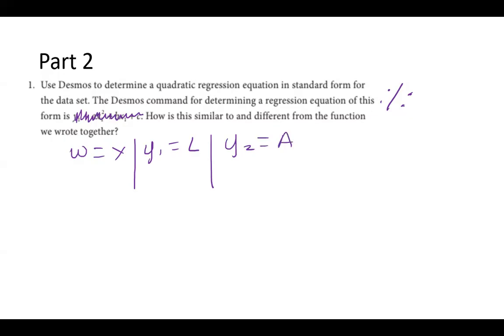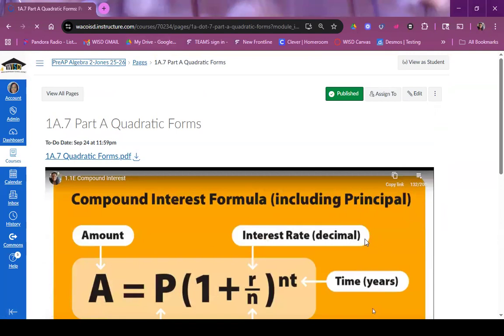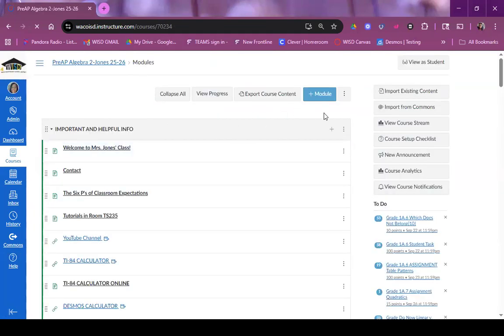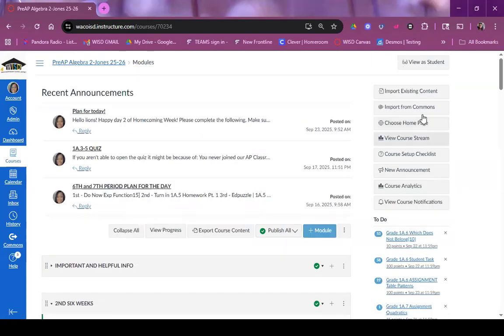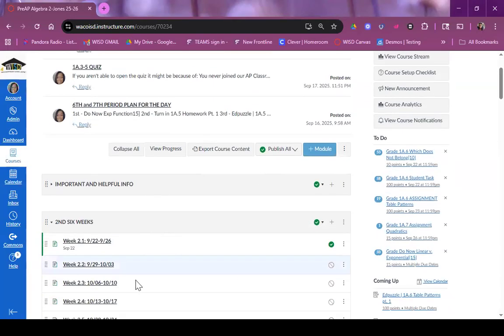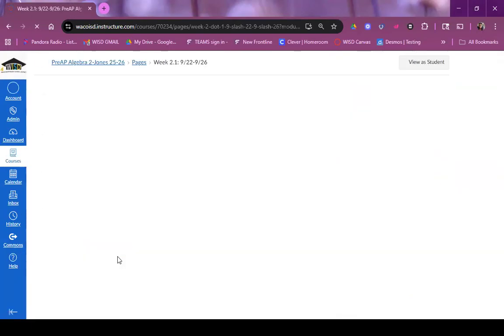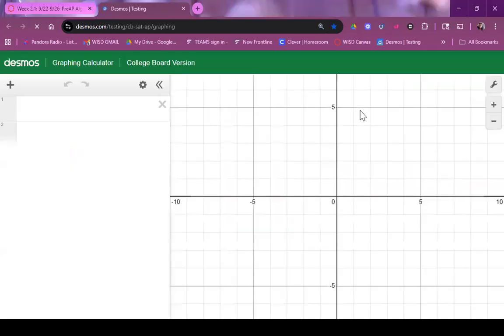So I'm going to open up our Desmos. All right, I would like to show y'all that on your page, I don't know if you noticed or not, so you don't have to go into your modules or anything, even though it's there. Do you guys see right there? I put the little Desmos key and you just click on it. It's going to take you to our Desmos graph.